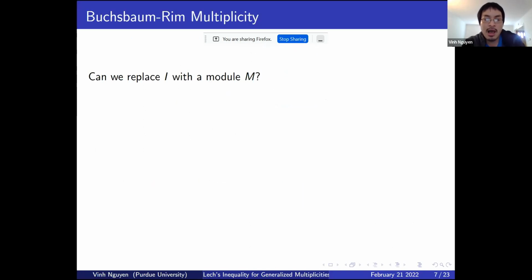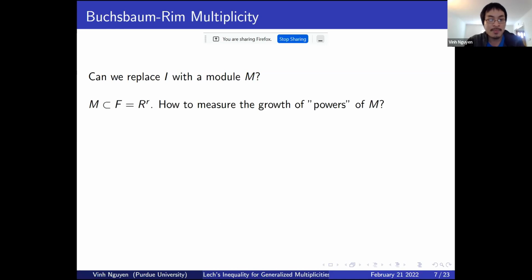Okay, so another way to generalize Hilbert-Samuel multiplicity is to do it for modules. The question now is, can we replace the ideal with a module? We're going to begin with a submodule M of a free module F, and so we have to come up with a notion of powers of a module.